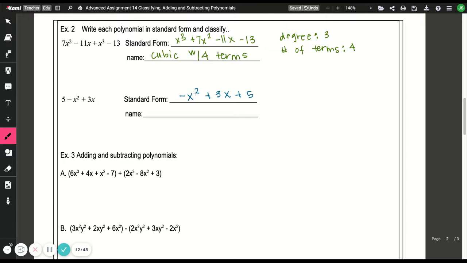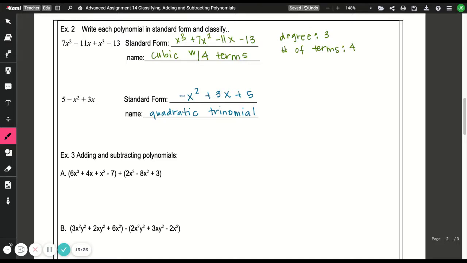So the degree is 2. If you scroll back up, look at your chart. If it has a degree of 2, that's called a quadratic. And there are 1, 2, 3 terms. So now I'll go back up to this one where it lists the names based on the terms. 3 terms is called a trinomial. So that's all the classifying.